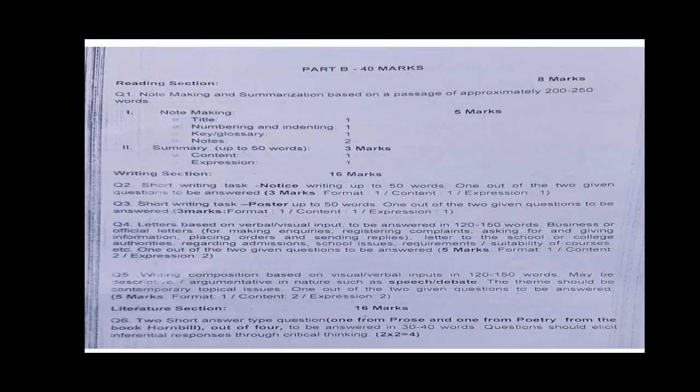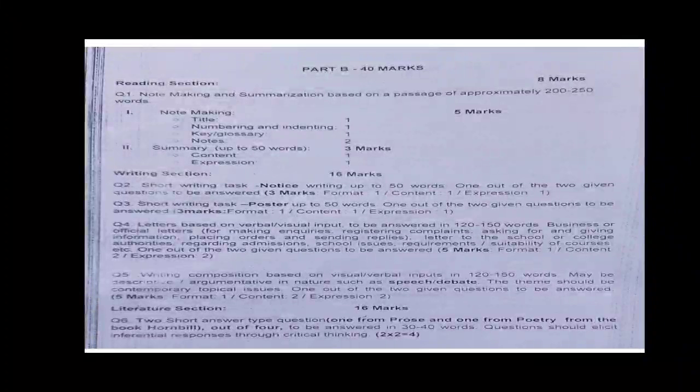Any one letter may be there. So, a letter to the school or college authorities regarding admissions, school issues, requirements, suitability of courses, etc. 1 out of 2 given questions to be answered, meaning you will be given 2 questions for letter writing. It may be like placing an order or giving information, or sending replies or enquiries. So one or the other will be there, and you have to choose 1, and it carries 5 marks. Now how are these 5 marks divided? For format you will have 1 mark, for content 2 marks, and for expression 2 marks. So this is what the letter writing is.